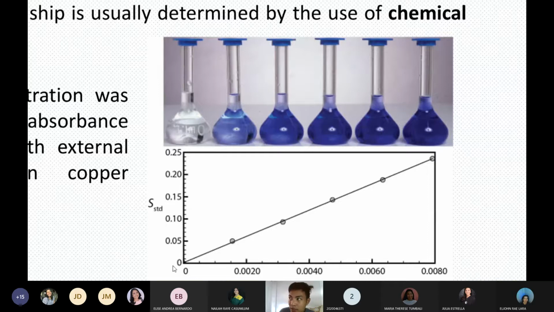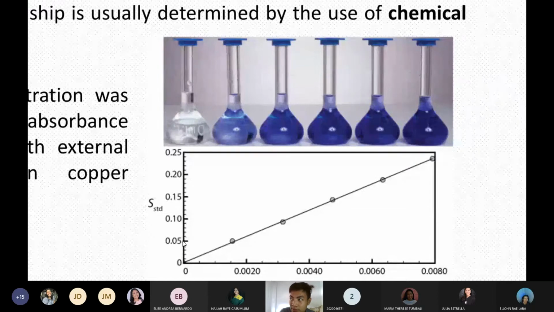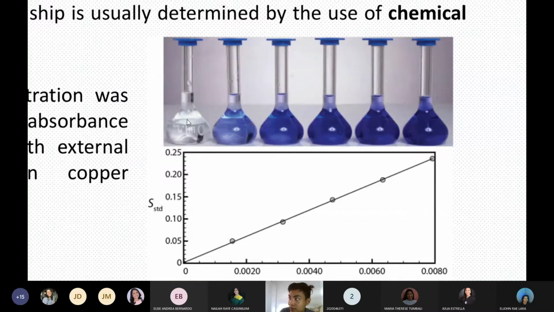For example, itong nasa y-axis natin. Okay? So, for this standard, let's say, ito yung response ng instrument. 0 kasi tubig lang yan. For this sample, let's say, ito yung response ng instrument. For this sample, let's say, we have this response of the instrument, and so on and so forth. Okay? So, kumbaga, at different known concentration, aka standard, okay? So, again, tawag dito ay standard. Ano uli yun? Known concentration, yung amount ng matter dito.